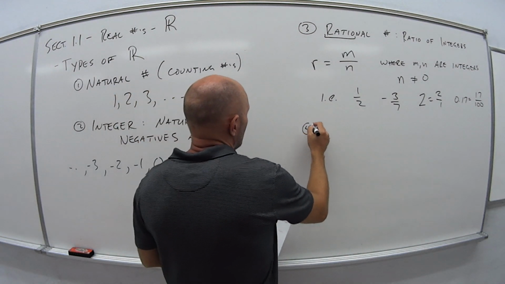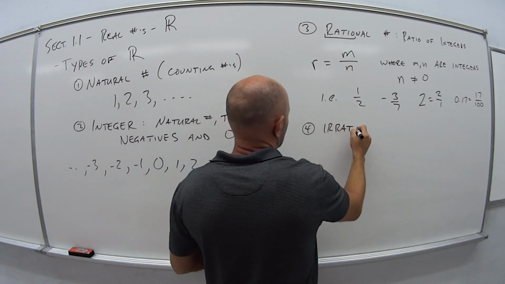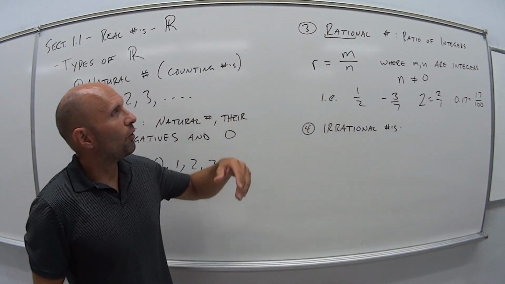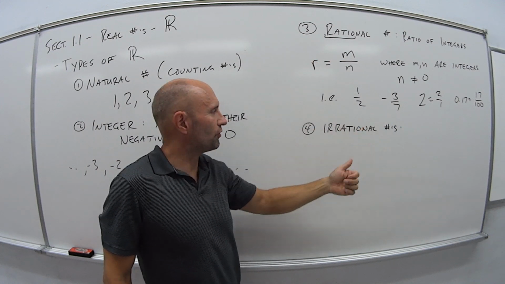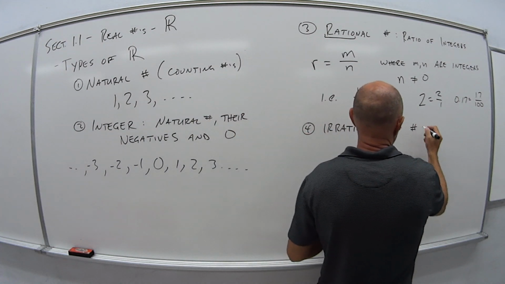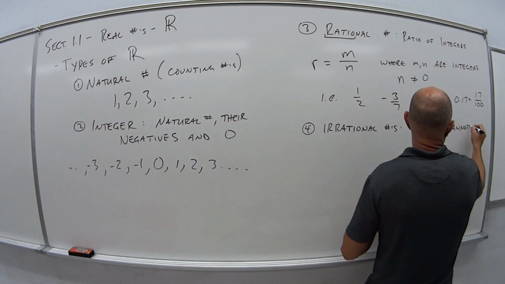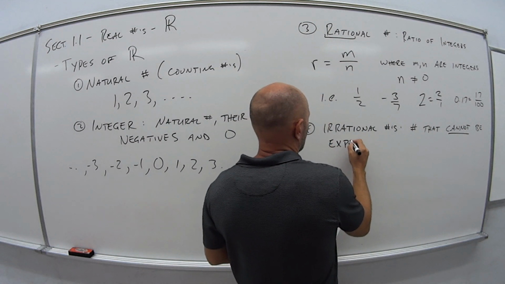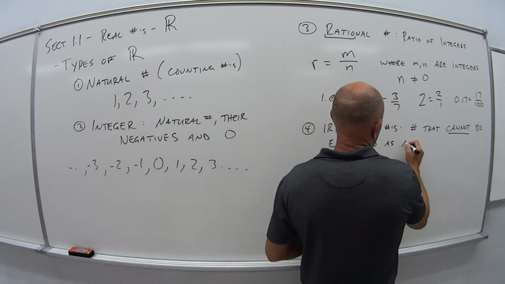And then 4. So we have rational numbers, we have irrational numbers. So if a rational number is a number that can be expressed as a ratio of 2 integers, what do you think irrational means? Well, it means it's a number that cannot be expressed as a ratio of integers.